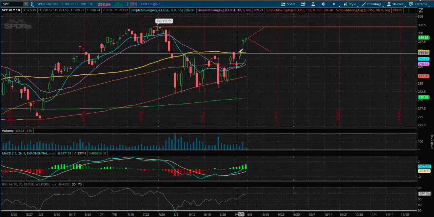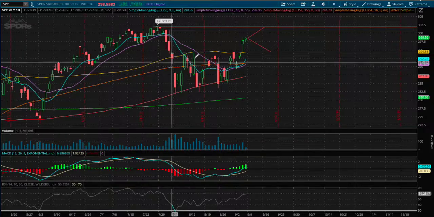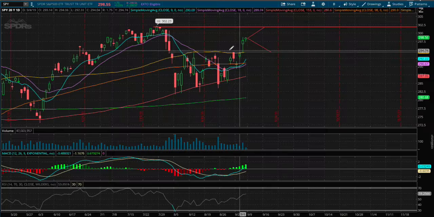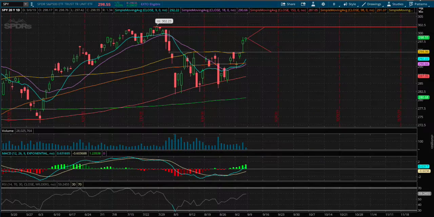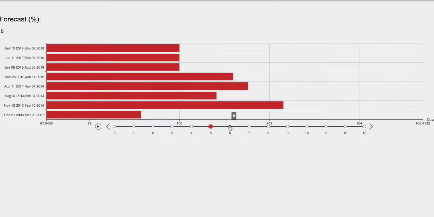So since we're above the 50-day moving average, this yellow line, we have this as a real good support for the uptrend. So let's head to the forecast model. On here I'll go day by day where the S&P 500 will head to in the next coming days. So we have 1 day out, 2 days out, 3 days out, 4 days out, 5 days out, 6 days out, and 7 days out.